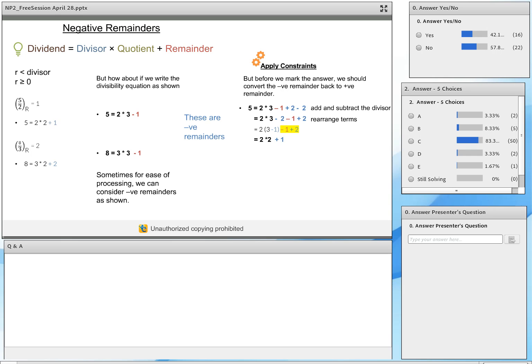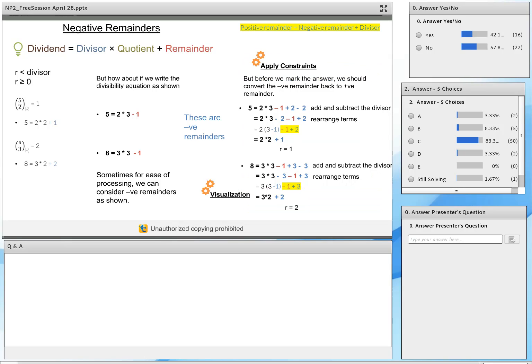And again, I would urge all of you to go through this slide at the end of this session when I share the PDF with you. But right now, I want you to keep in mind that positive remainder is always equal to negative remainder plus divisor. This is something that I want you to make a note of in your scratch pad because you'll be applying this for the next couple of questions. The derivation of that is there on this slide, so go through this derivation after the session is over at your own pace.